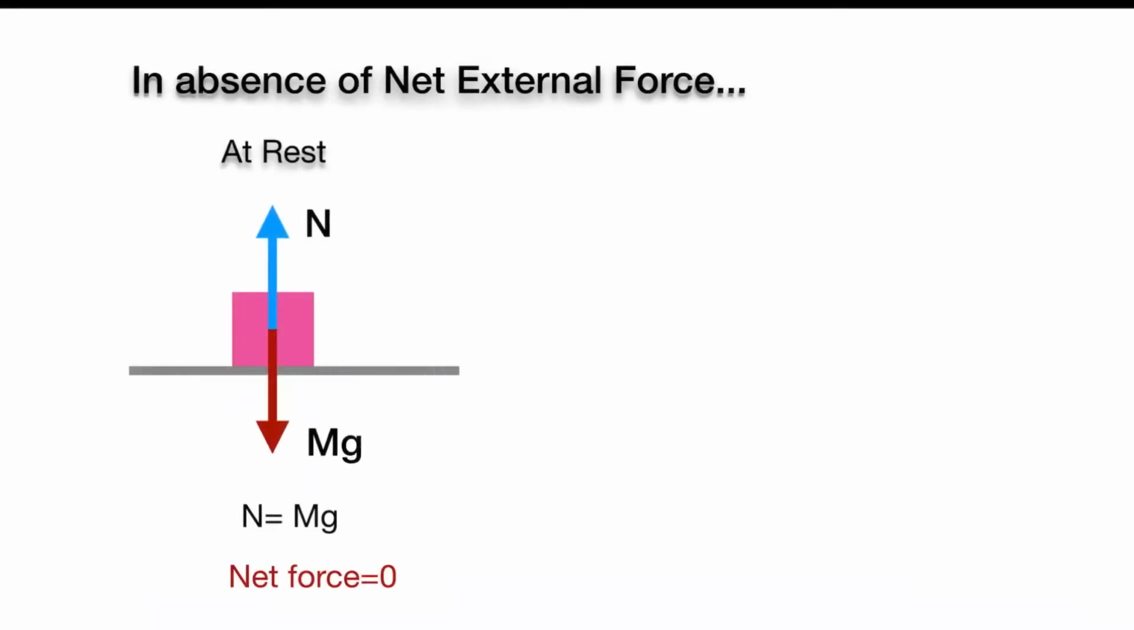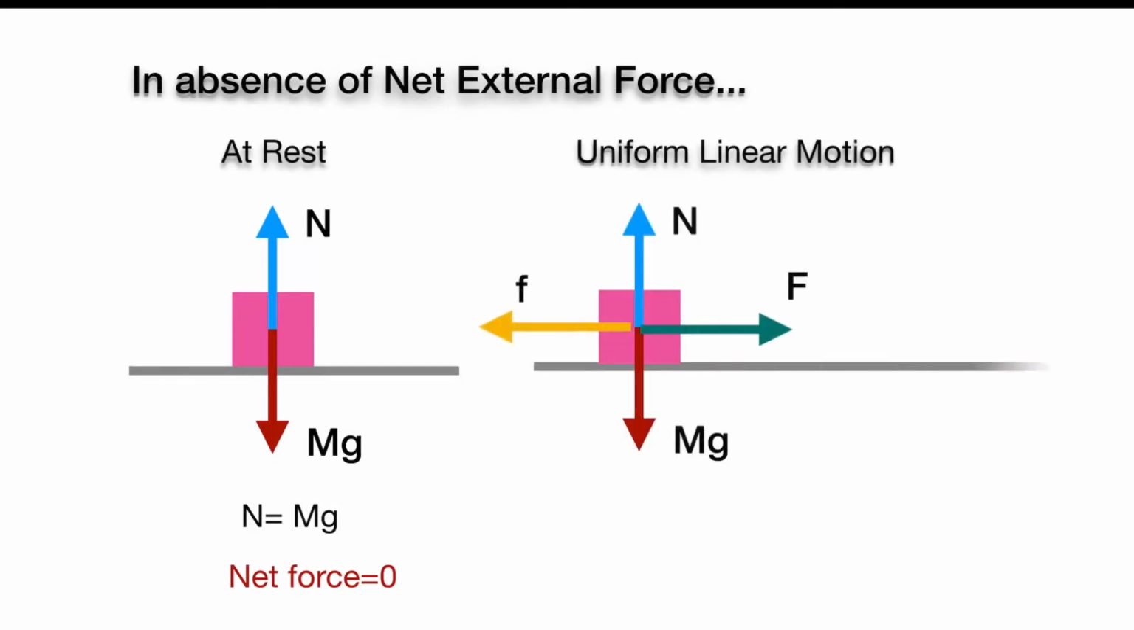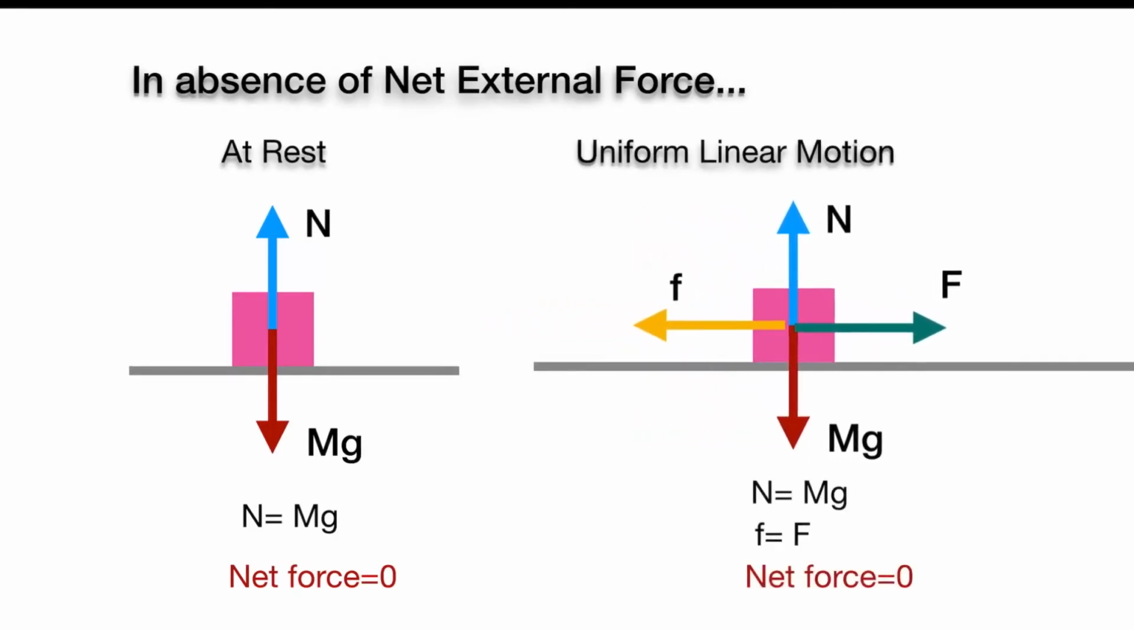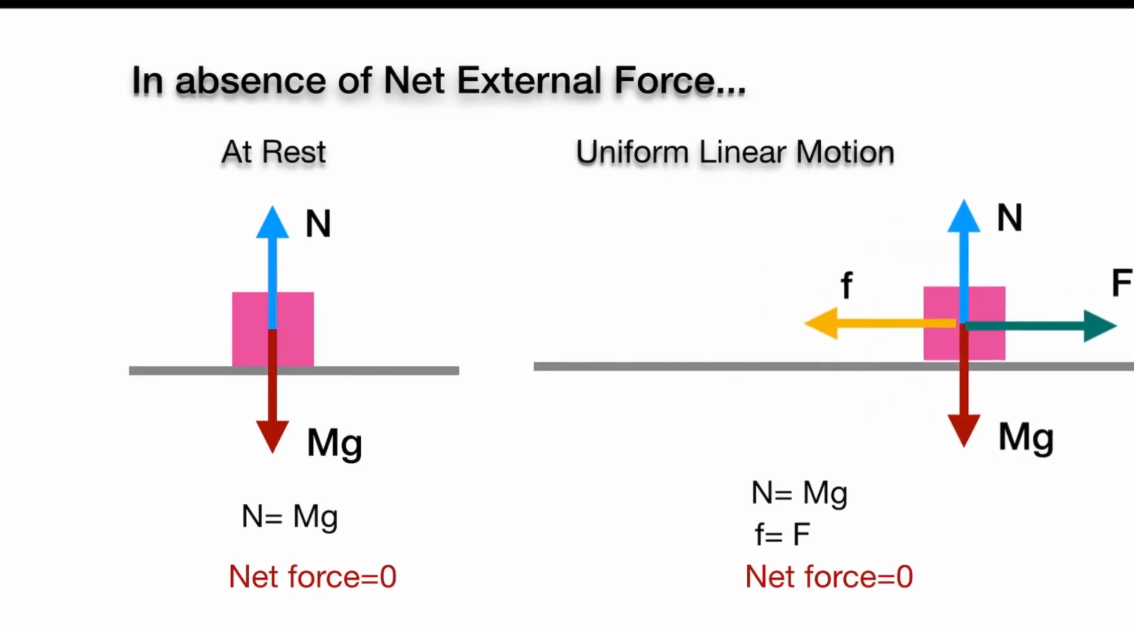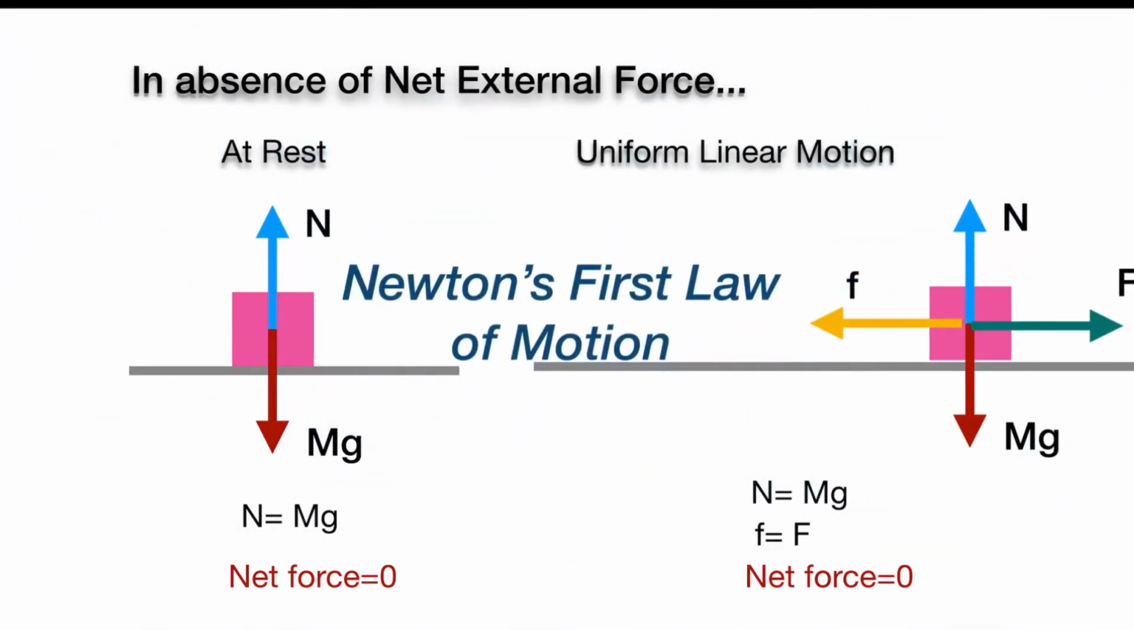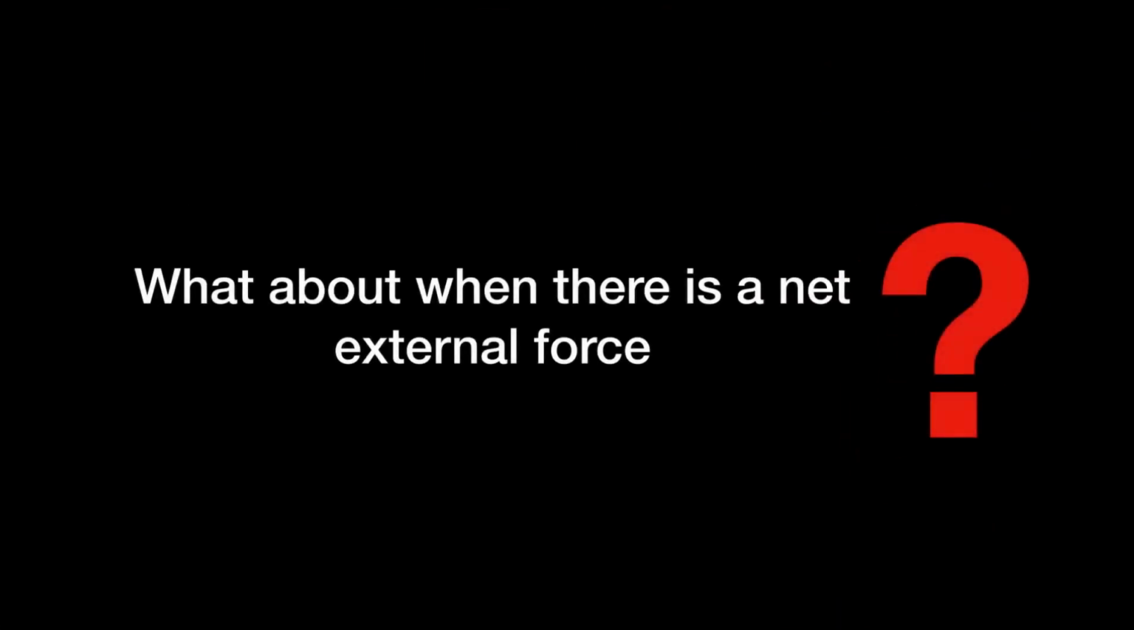In absence of a net external force, objects remain at rest or in uniform linear motion with constant velocity. This is what we learn in Newton's first law of motion. But what about when there is a net external force?